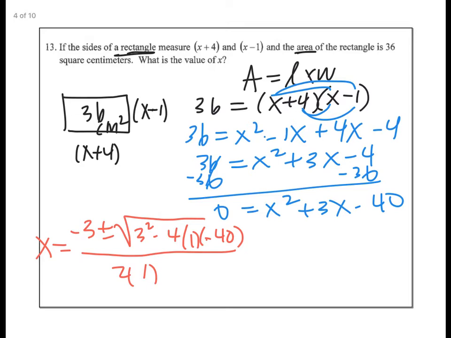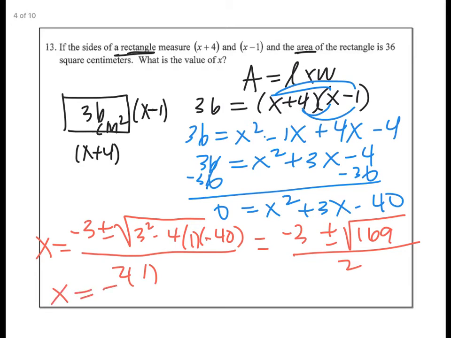So what I ended up with, if I simplify a little bit, was -3 plus or minus the square root, and that became 9 under the square root plus 160, so 169, over 2, and then I kept simplifying from there. When I did that, I got x was equal to 5 or -8.